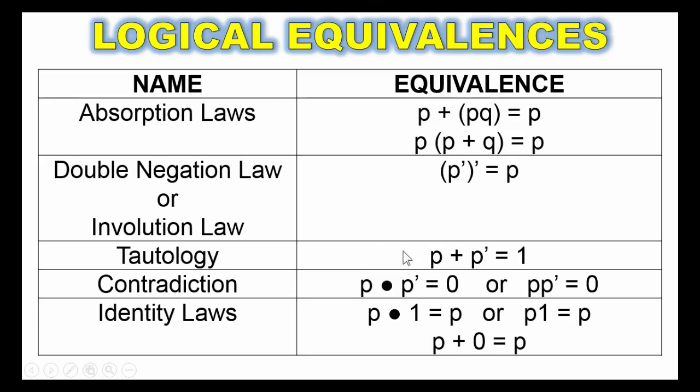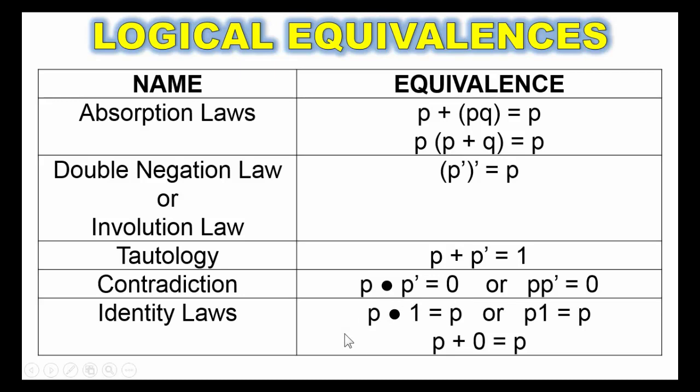Tautology states that P or not of P is equivalent to 1 or true. It is always true, or 1, no matter what the truth value of P. Contradiction states that P and not of P is equal to 0. It is always false, or 0, no matter what the truth value of P.